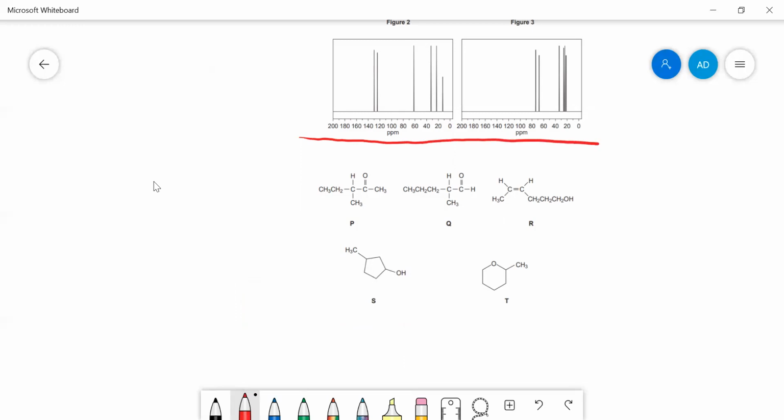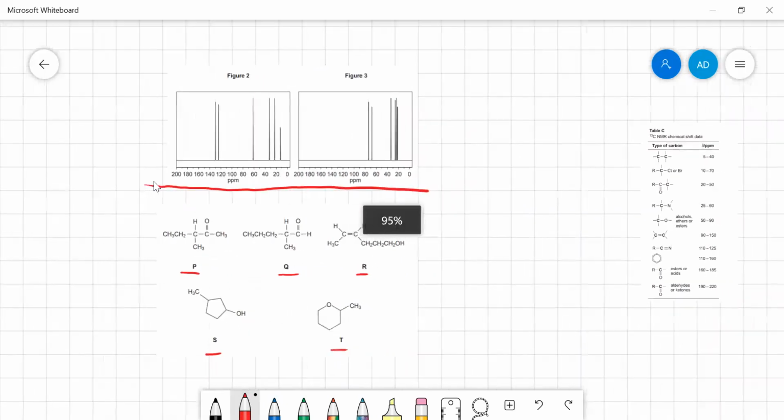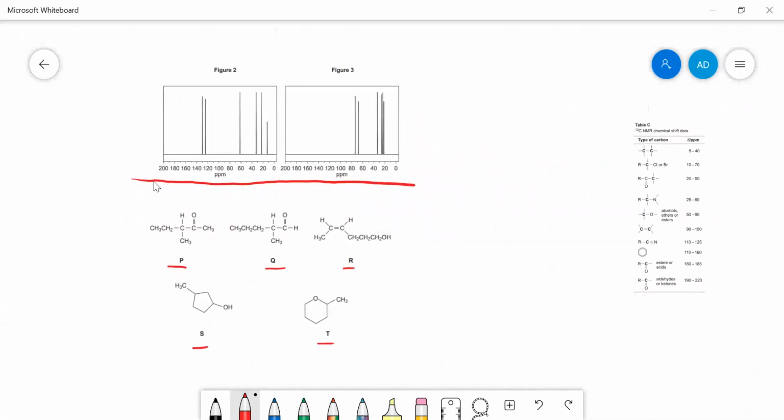And then there are 5 compounds, P, Q, R, S, and T, and you have to basically say which of those compounds corresponds to the spectra. Okay, so the first thing to do would be to count. The most logical thing to do would be to count the number of peaks each of those is going to give you, to see if that gives us a way in.